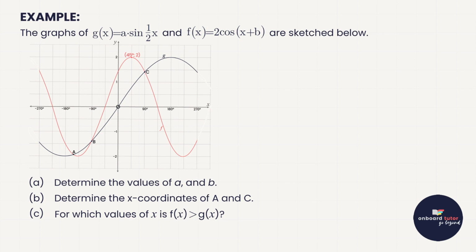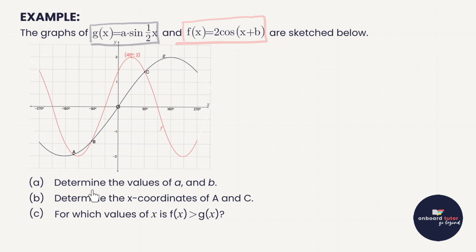Let's look at one more example that combines all of our knowledge. So we've got the graph g of x is equal to a sine a half x, and f of x is equal to 2 cos x plus b. There I've color coded them just so that I can see. The red equation is the cos graph here, and this darker equation here is the sine graph.